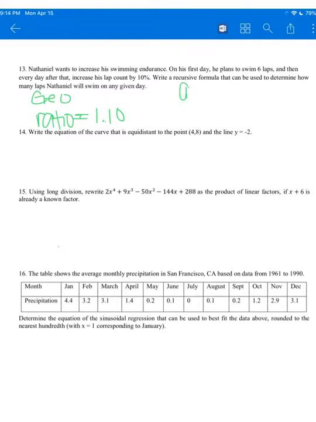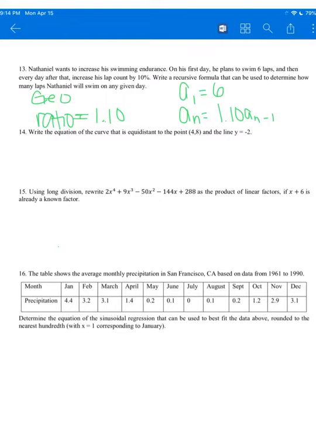So you have to say that the first day, the first term is 6, and then every term after that, you are going to do 1.10 times the previous term. Okay? All right, so that's all the new stuff.